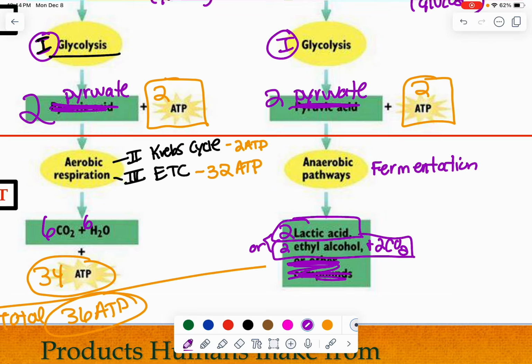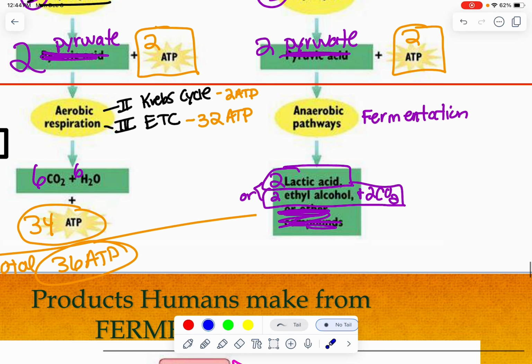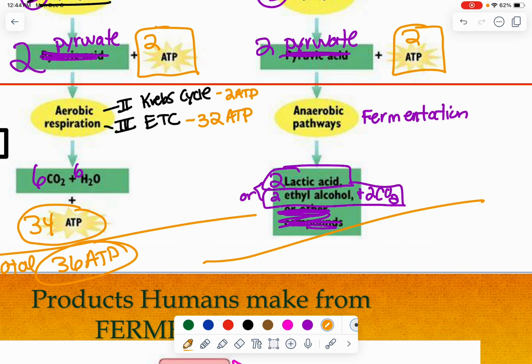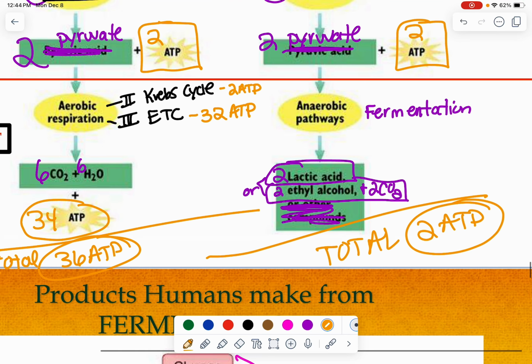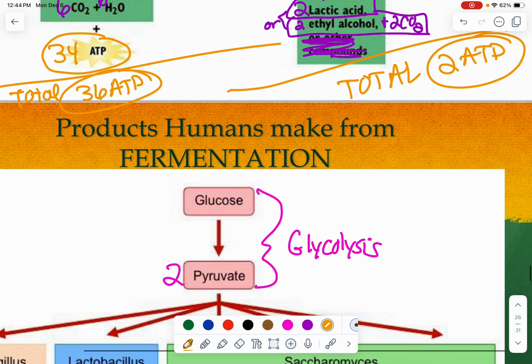And there's no more ATP here. So you get 2 ATPs in glycolysis. This last part, fermentation, doesn't give you any more ATP. So you still get a total of 2 ATPs from anaerobic. Just kind of like what I had on the board, just an overview of comparing both, okay?